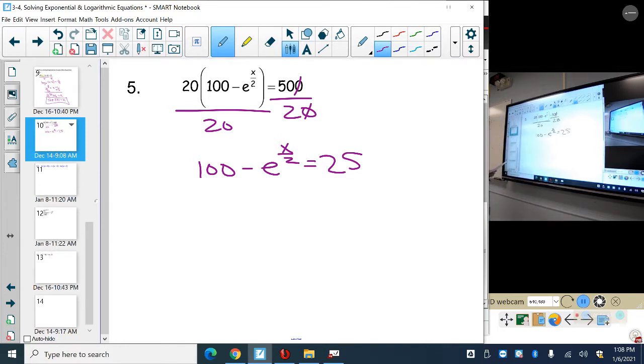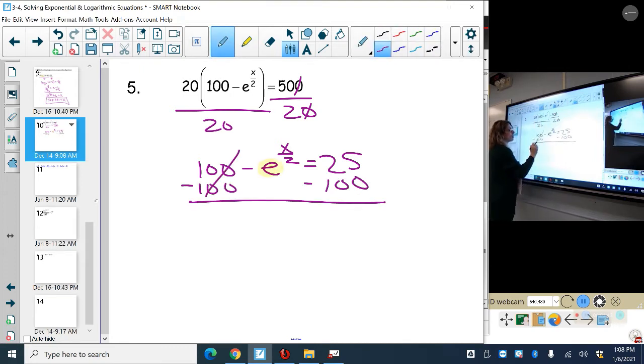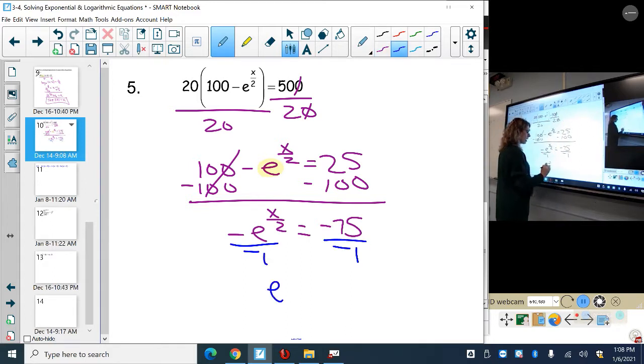Numerical number sense, okay? So now we're going to go ahead and isolate this e. So how do I do that? I'm going to subtract 100. So negative e to the x over 2 is equal to negative 75. From there, you're going to divide both sides by negative 1. E to the x over 2 is equal to 75.